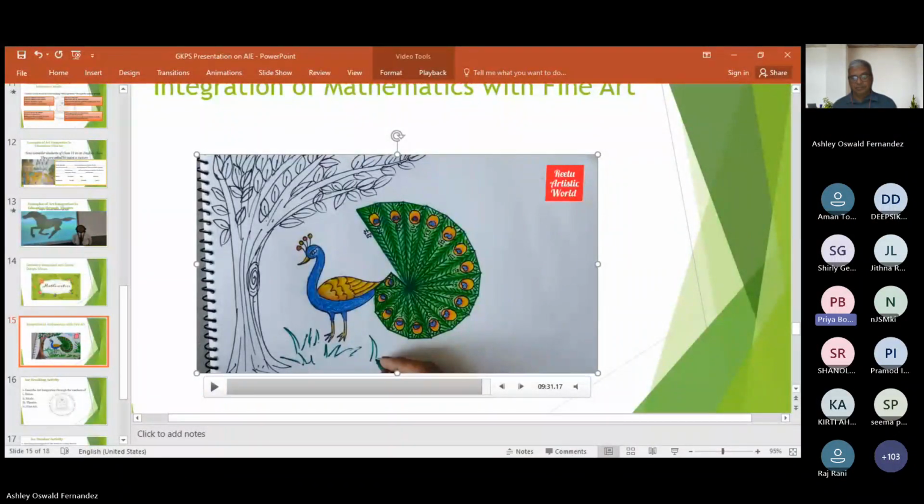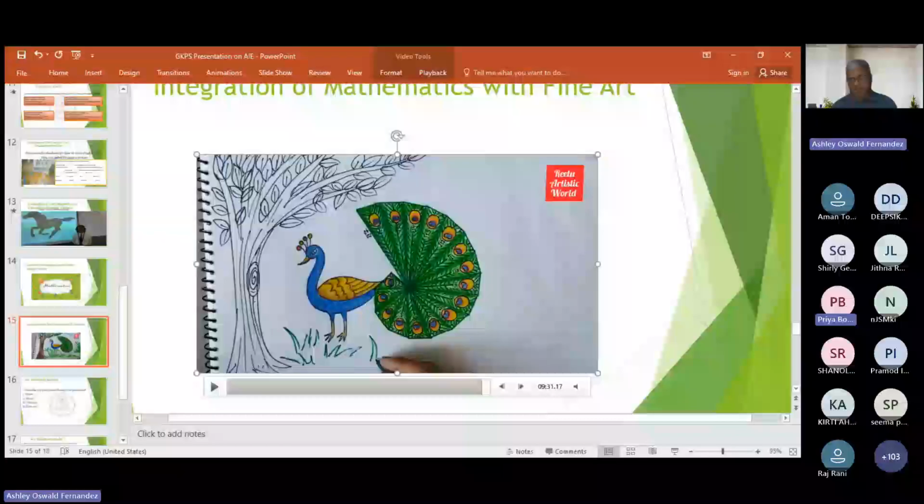Concepts can be taught through art. And you look at the way the feathers have been spread out of the peacock. Literally, it gives you ideas, and see the beauty about it all. This teacher, she's really gifted, who's tried to teach mathematics with art.